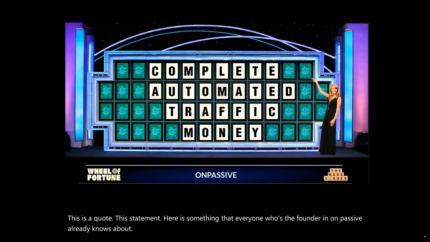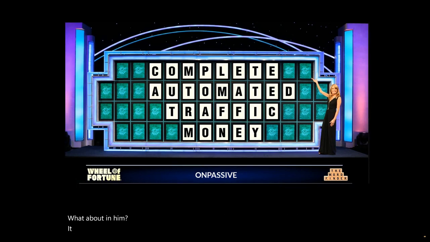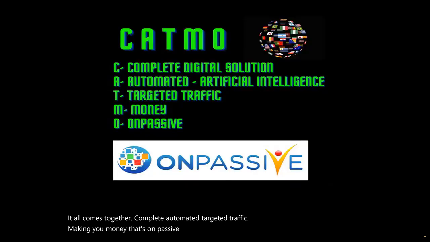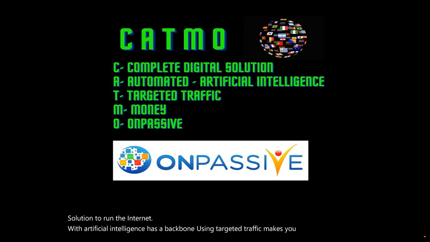What about an M? It all comes together, complete, automated, targeted traffic, making you money, and that's Onpassive. And so here we are. Those words spell Catmo: complete automated digital solution to run the internet with artificial intelligence as a backbone, using targeted traffic, makes you money, residual income. That is the definition, everything that you need to know about Onpassive.